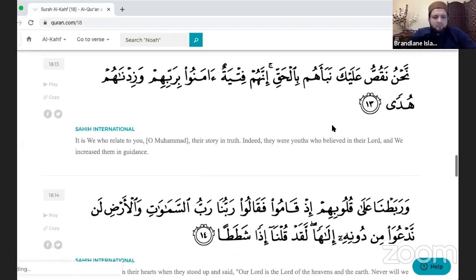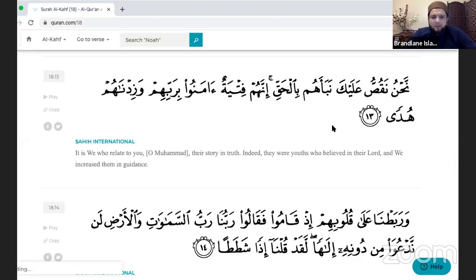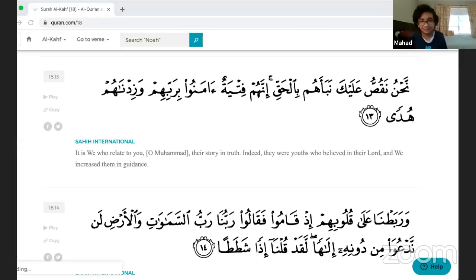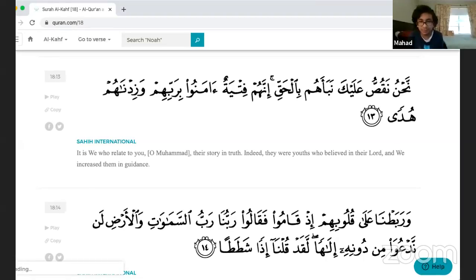Mahad, you want to do the translation of this ayah? You're muted. Can you start again, because you were muted. It is We who relate to you, O Muhammad, their story in truth. Indeed, they were youths who believed in their Lord, and We increased them in guidance.